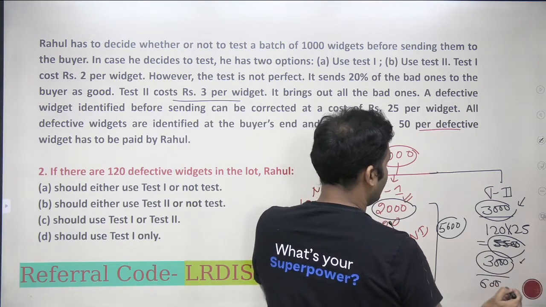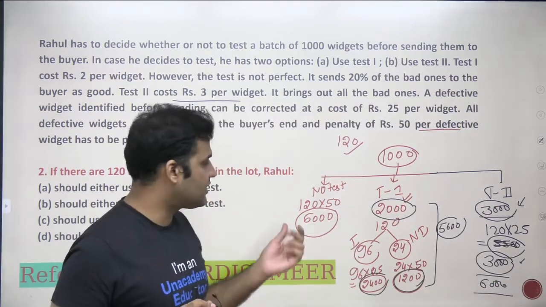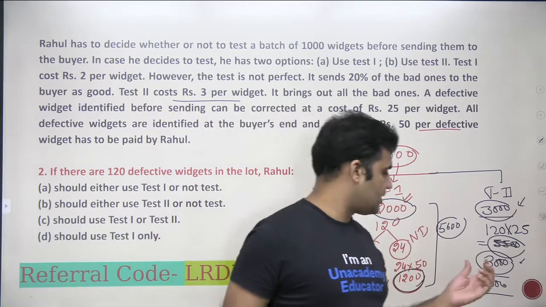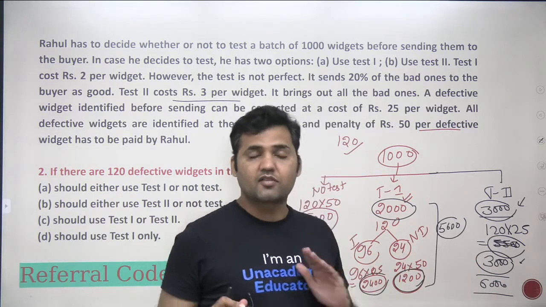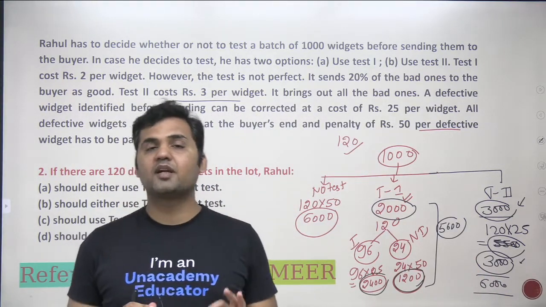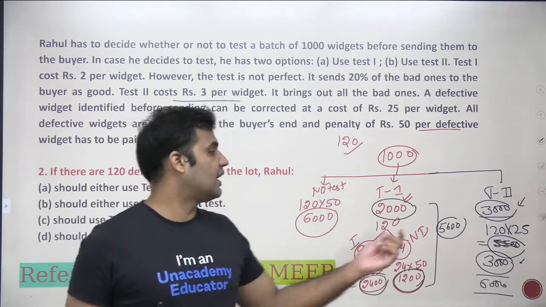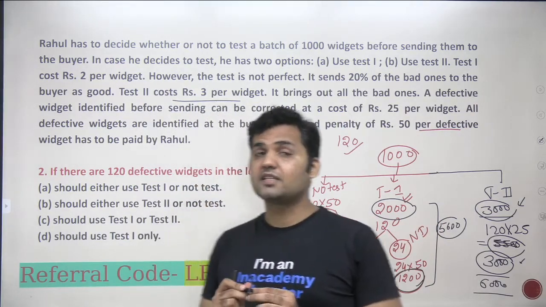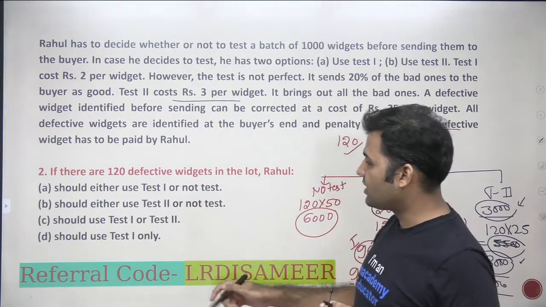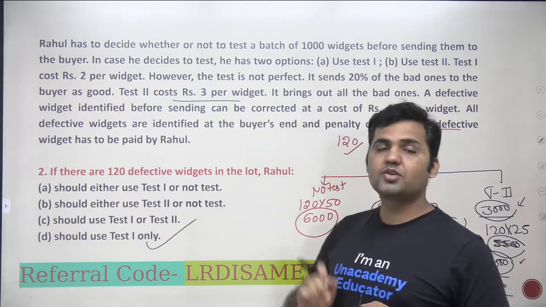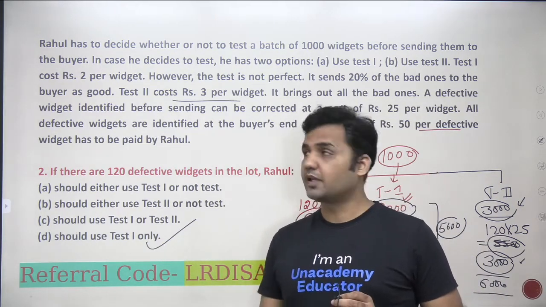So which option is better? Here you are spending 6000, here Rahul is spending 5600, here Rahul is spending 6000. From Rahul's perspective, the better option is where Rahul is spending the least, and that is test 1. So out of these options, the answer will be option D, that Rahul should use test 1 only.